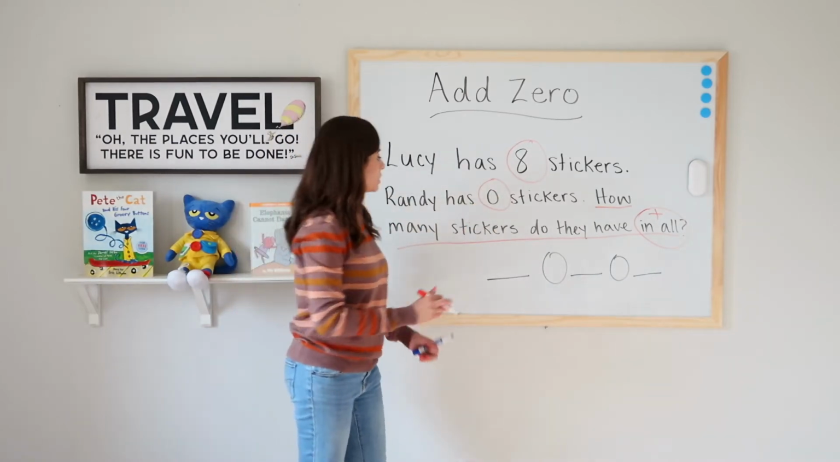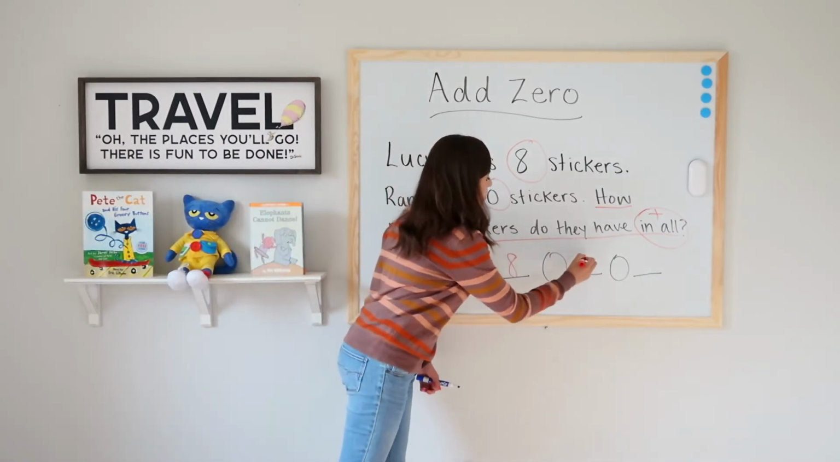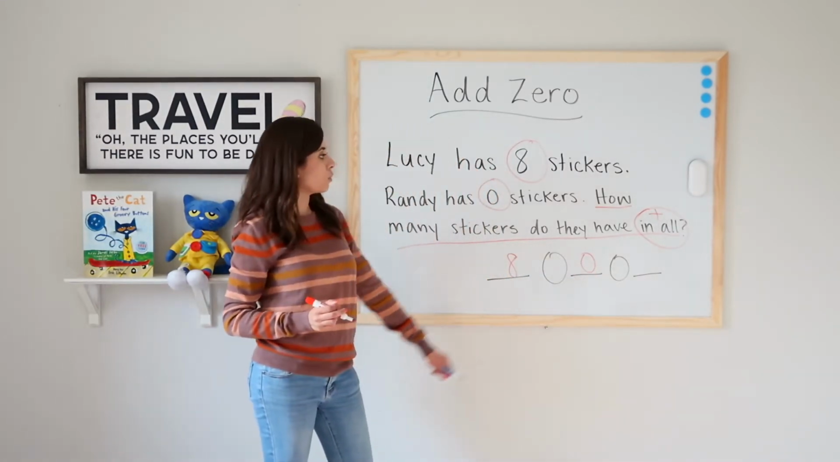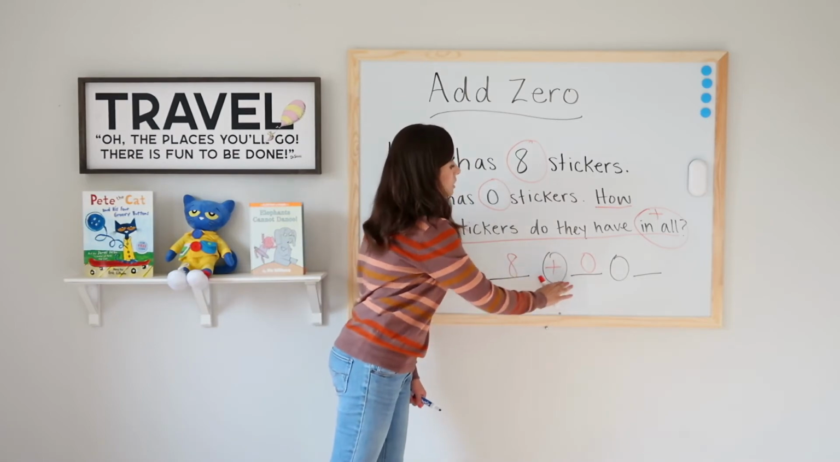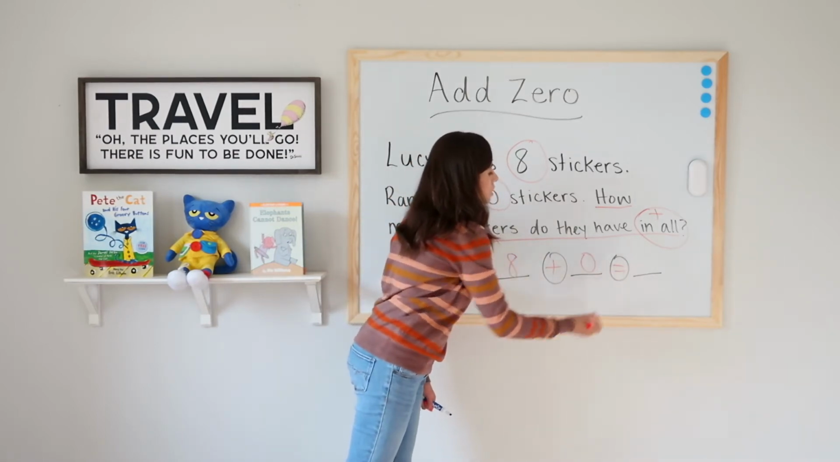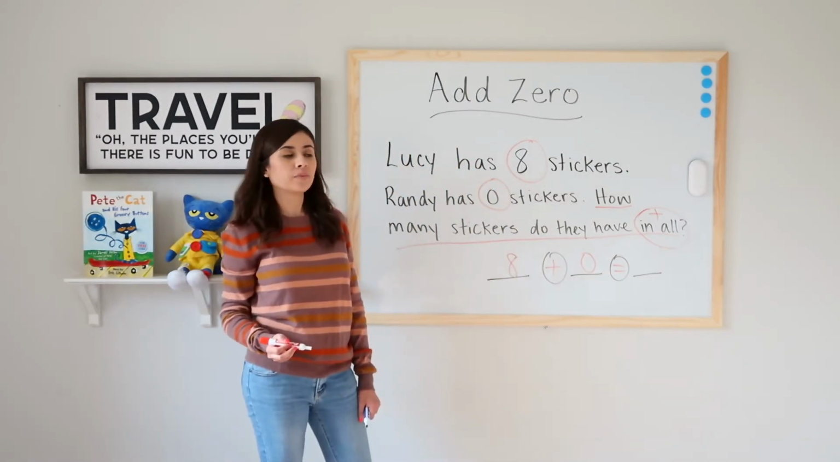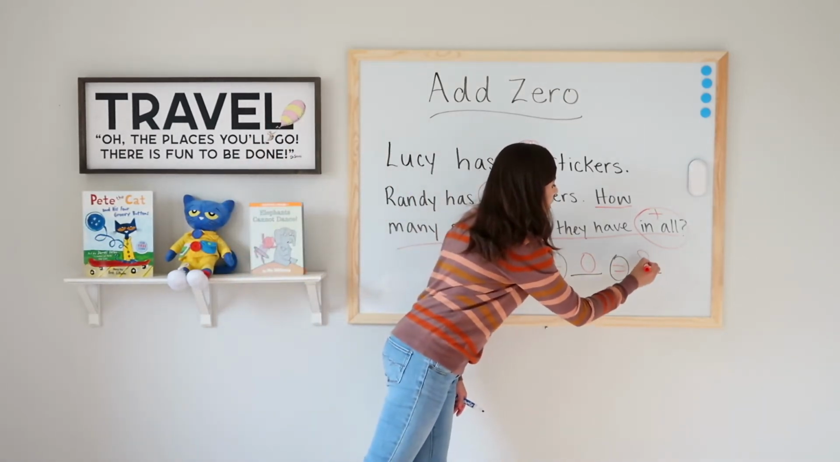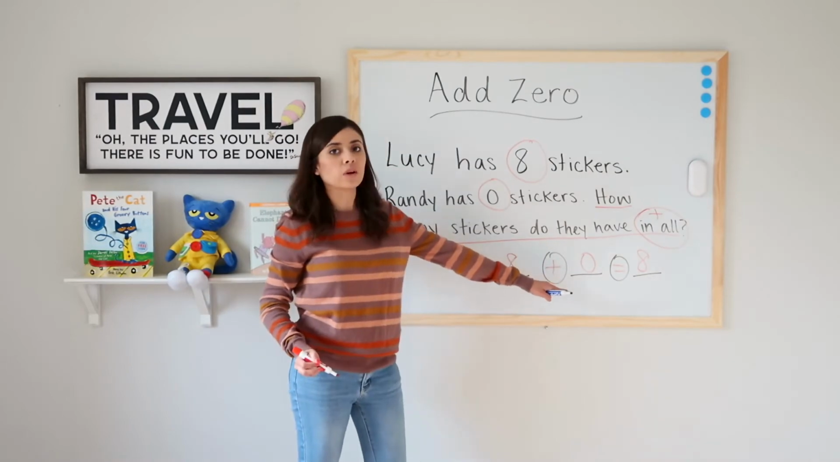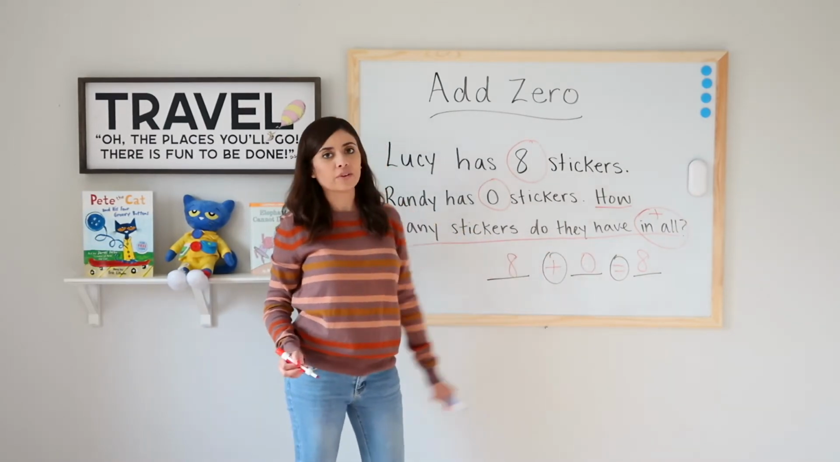Let's go ahead and write those down. And when I see in all, I'm going to add. So 8 plus 0 equals what? It equals 8. Because when a number is added with 0, the answer is that number, okay?